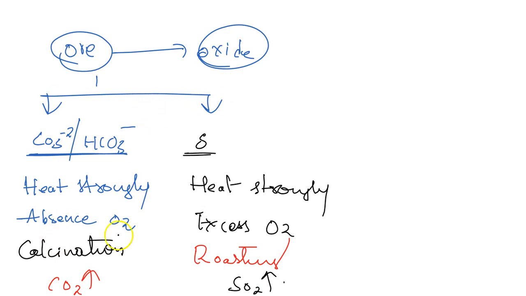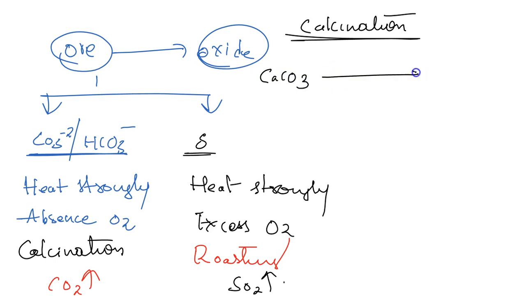This differentiation between calcination and roasting has been asked many times in board examinations, so it's important that you have a good idea about this. Since we are talking about the differentiation between calcination and roasting, let me also write the equation. I'm writing calcination here. Just observe. Calcination is strong heating of carbonate and bicarbonate ores. So I'm taking calcium carbonate here and strongly heating it in absence of oxygen, or you can also write it as in limited oxygen.